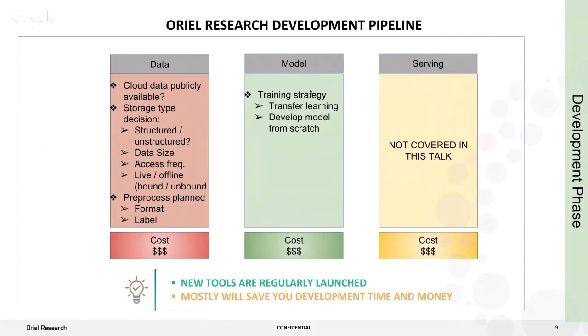And with the model, there are two ways to generate a model, or at least two main ways. One of them is transfer learning, and the other one is developing the model from scratch. Huge impact on your cost and on your time to market. And of course, like Robert said, all the time there are new tools coming up, saving you weeks of work and coding, and just being alert to them is going to help you dramatically reduce your costs.